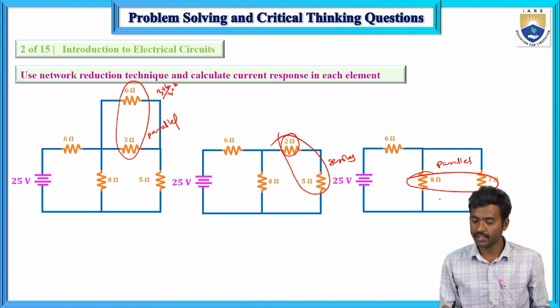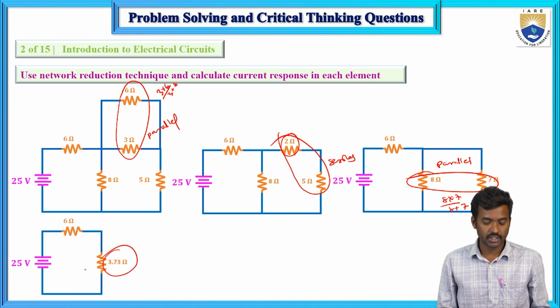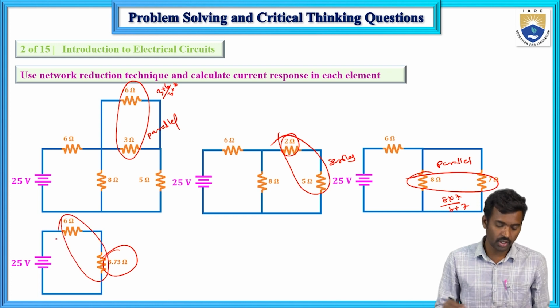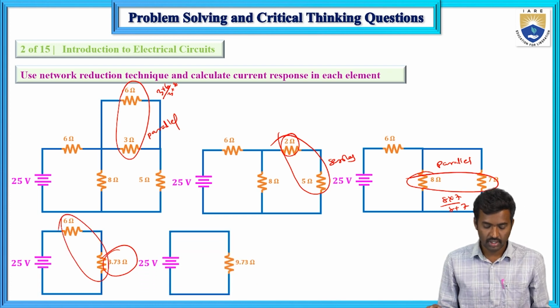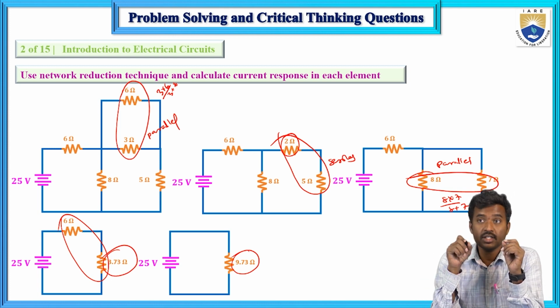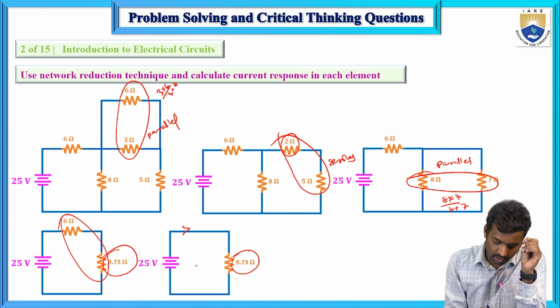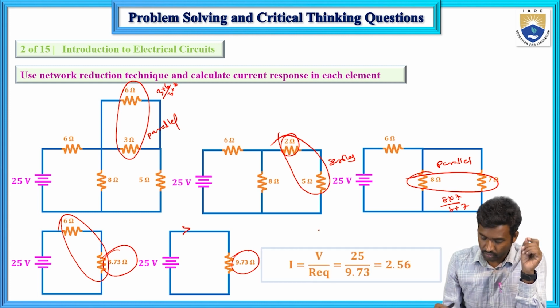Now in the parallel case, 8 into 7 divided by 8 plus 7, that value is 3.73. Now again these two are connected in series. In that case, 6 plus 3.73, that is 9.73. Now here first calculate the current response in each element, not only the source current. So now first determine source current. This source current equals 25 by 9.73.